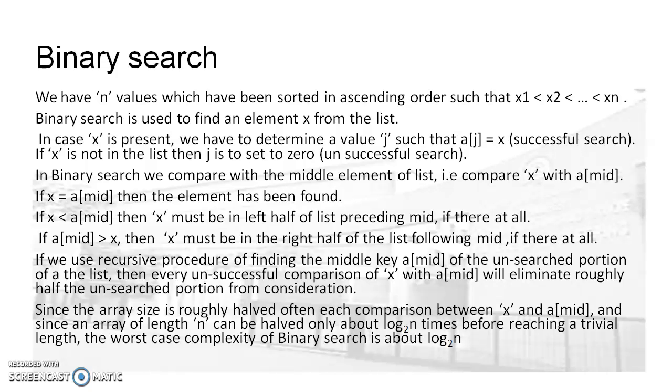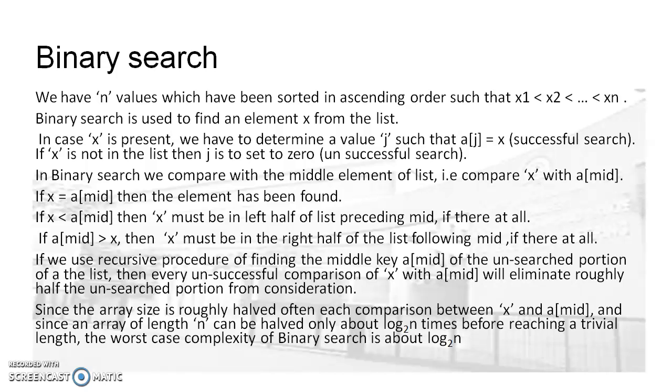For applying the divide and conquer strategy, we divide the entire list into two halves. So our first comparison is with the middle element of the list. If the element to be searched, x, is the same as the middle element, then the element is found and our search terminates.